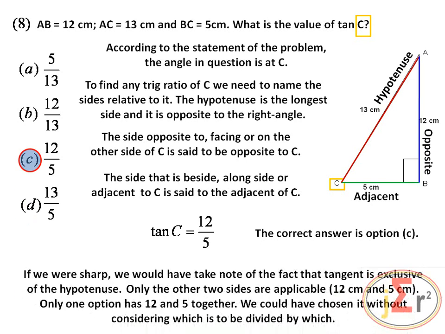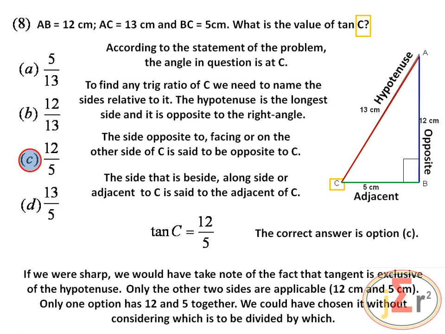If we were sharp, we could have taken note of the fact that tangent is exclusive of the hypotenuse. Only the other two sides are applicable. The other two sides, apart from the hypotenuse, are 12 centimeters and 5 centimeters. Only one option has 12 and 5 together. We could have chosen it without considering which is to be divided by which. So here we have in the options 5, 13, 12, 13, and the other one 13, 5. So there's only one option that has 12 and 5 together, and we could have chosen that one quite quickly.